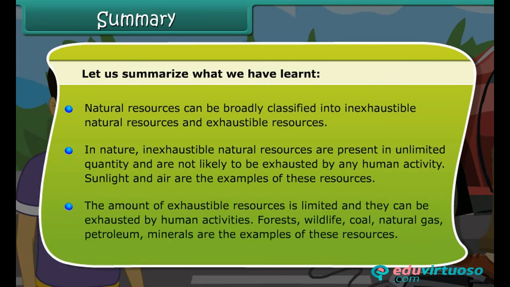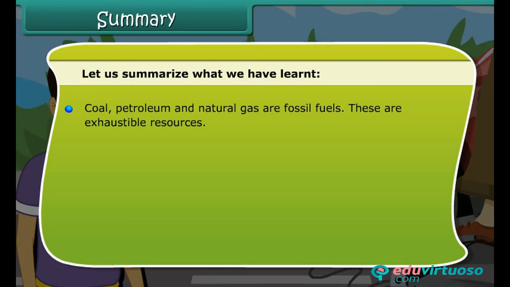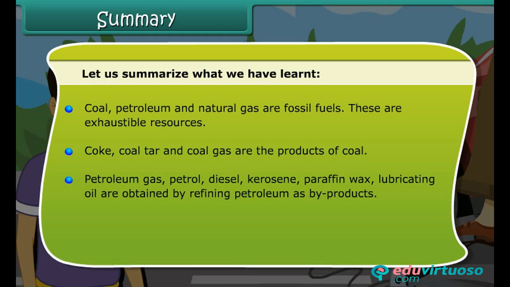The amount of exhaustible resources is limited and they can be exhausted by human activities. Forests, wildlife, coal, natural gas, petroleum, minerals are some examples of these resources. Coal, petroleum, and natural gas are known as fossil fuels. These are exhaustible resources. Coke, coal tar, and coal gas are all products of coal. Petroleum gas, petrol, diesel, kerosene, paraffin wax, lubricating oil are obtained by refining petroleum as byproducts. We should use coal, petroleum, and CNG judiciously.